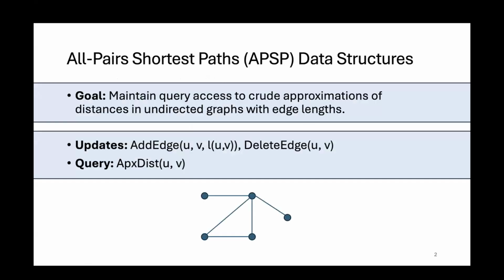The main problem that we solve is the so-called APSP problem. APSP is short for all pairs shortest paths, and it's a problem on a fully dynamic graph. So you imagine a graph like the one depicted below that receives updates that delete edges and add edges. And you want to have a data structure that maintains query access to approximate pairwise distances in this fully dynamic, as we call it, graph.